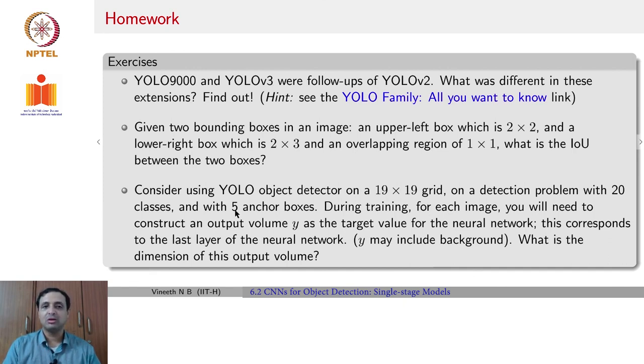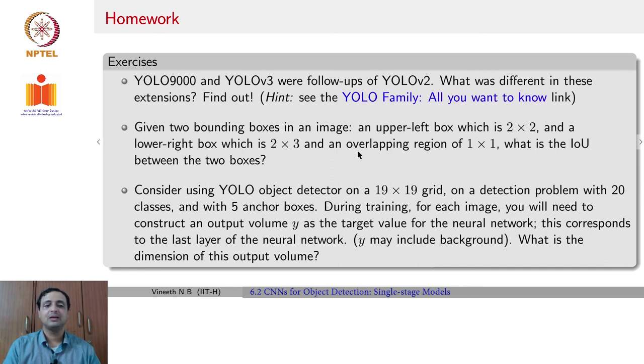And a couple of more simple problems. Given two bounding boxes in an image, an upper left box which is 2 cross 2 and a lower right box which is 2 cross 3 and an overlapping region of 1 cross 1, what is the IOU between the two boxes?